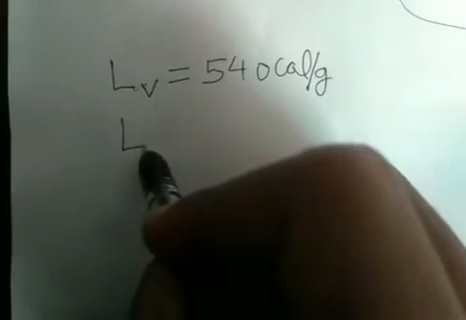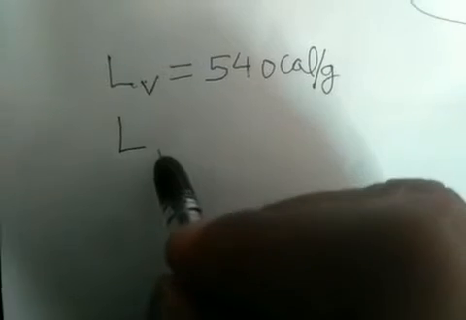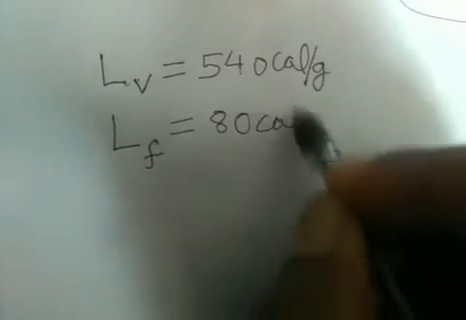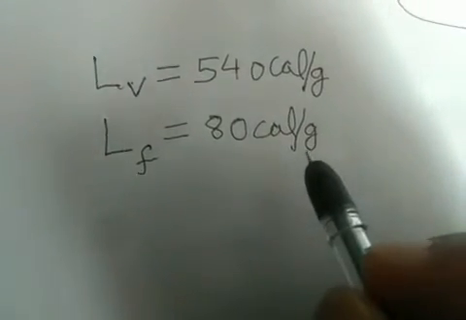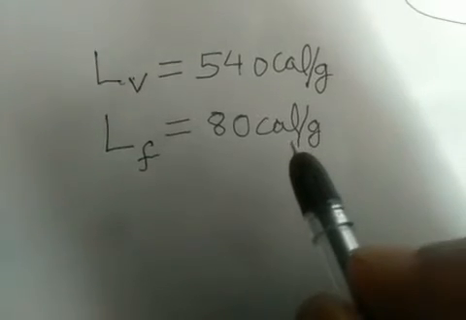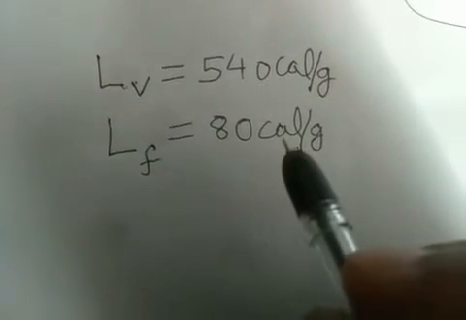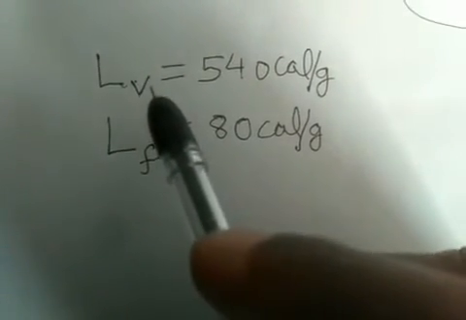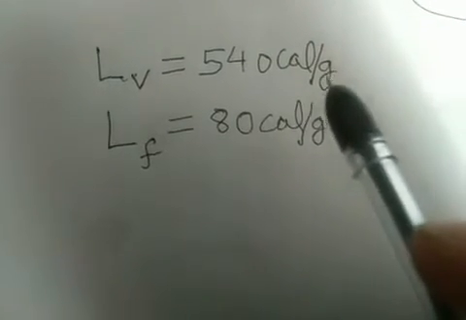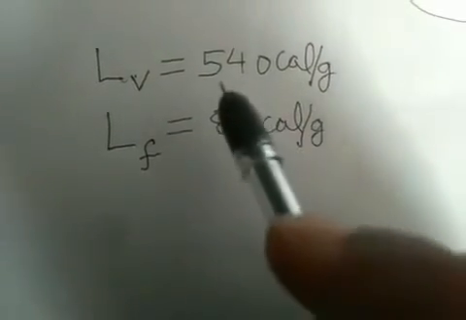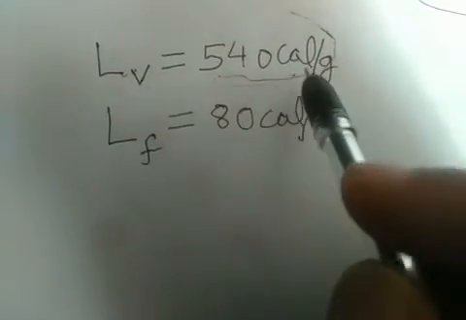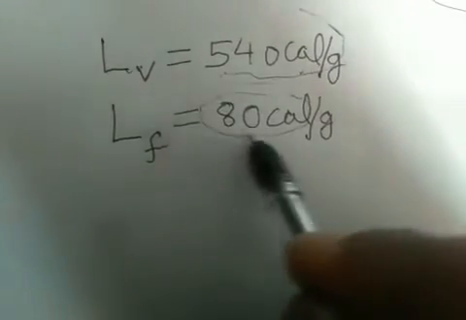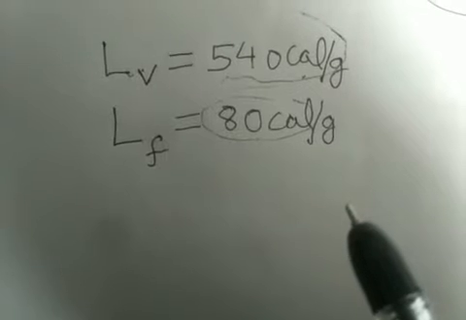On the other hand, the specific latent heat of freezing is equal to 80 calorie per gram. That is, to convert 1 gram water into ice, 80 calories of heat must be withdrawn from it. And vice versa also. If we want to convert 1 gram vapor, steam, into water, we have to withdraw this much heat from it. And for melting, we need to add this much heat into 1 gram of water.